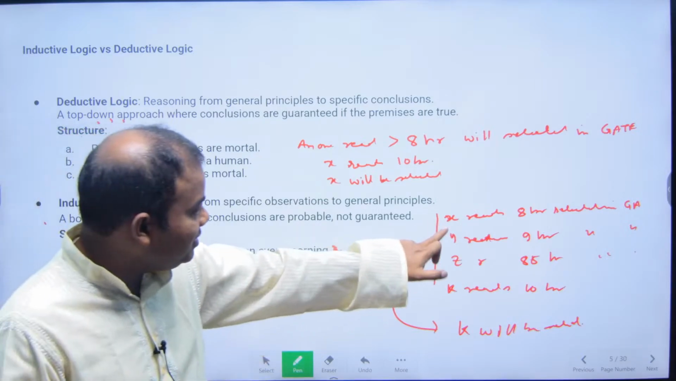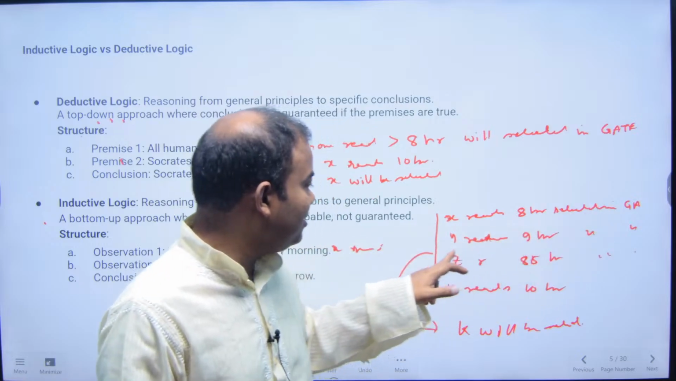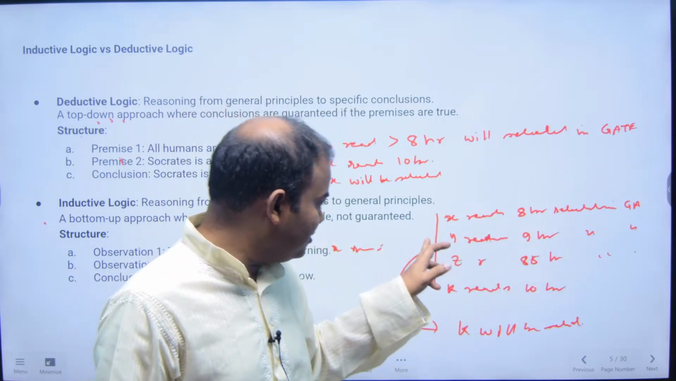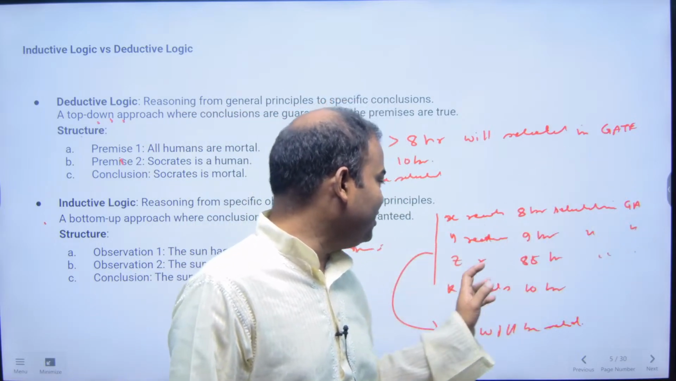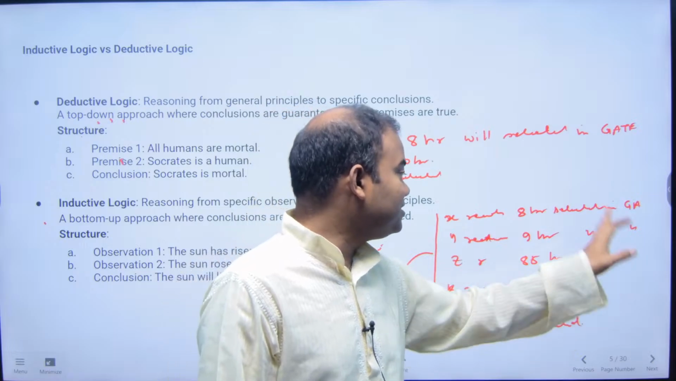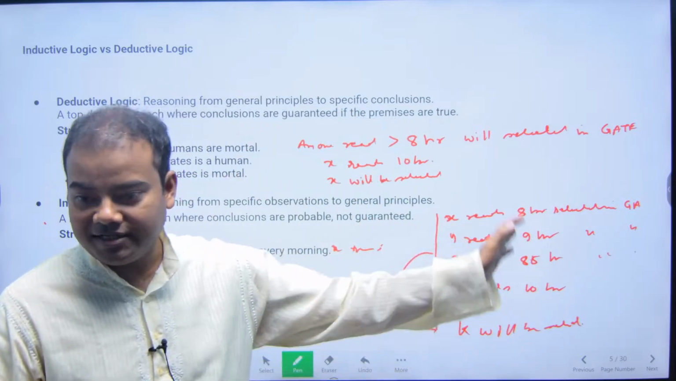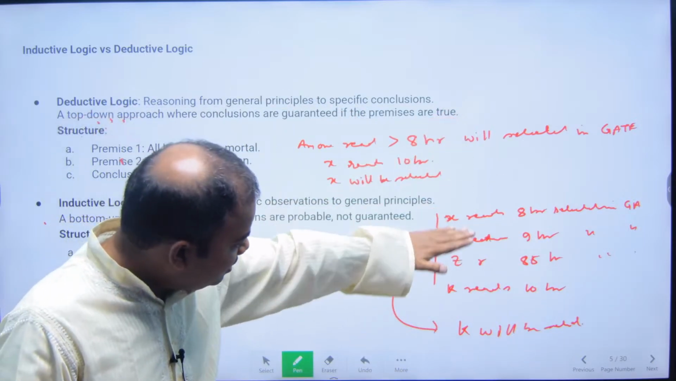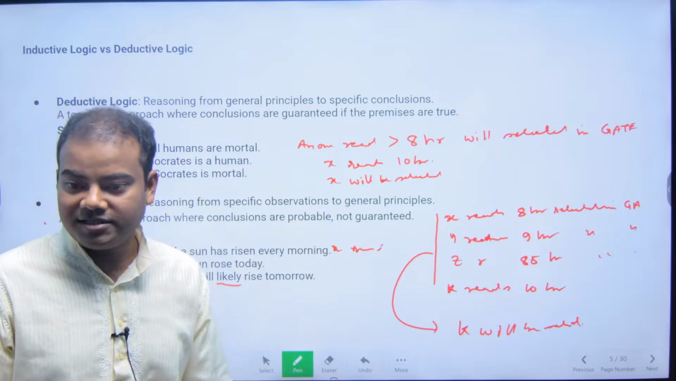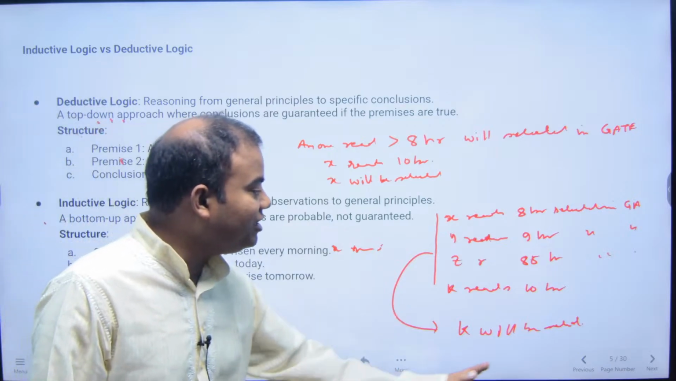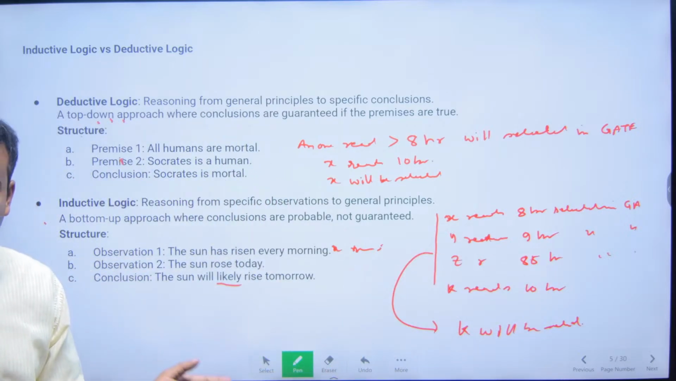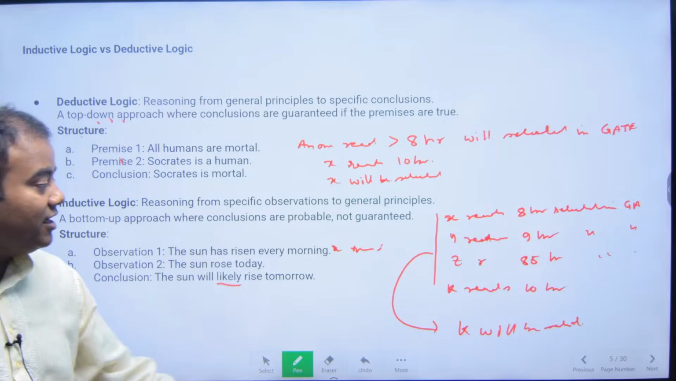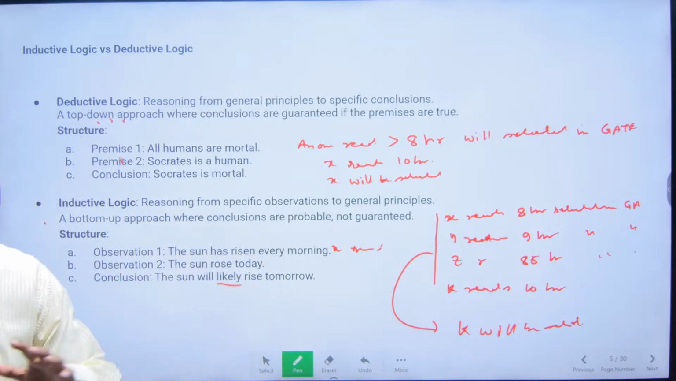But what is here? X read 8 hours, he was selected in GATE. Y reads 9 hours, selected in GATE. Z reads more than 8 hours, selected in GATE. So there are 10 such things given. Based on that you find the conclusion. Now your conclusion is generic, that K will be selected in GATE. So both logics are clear.